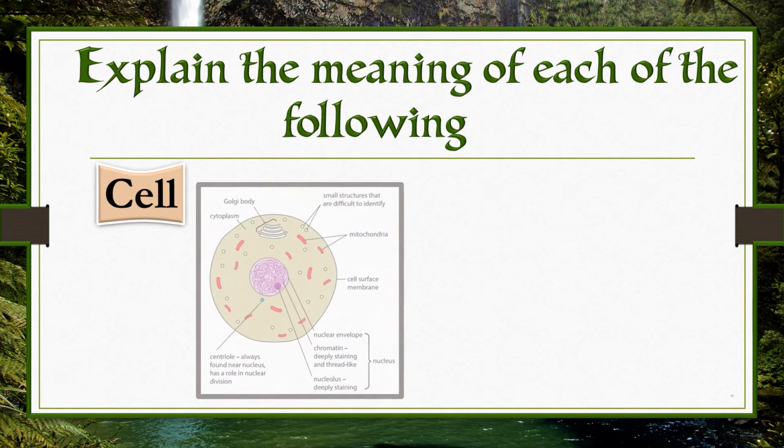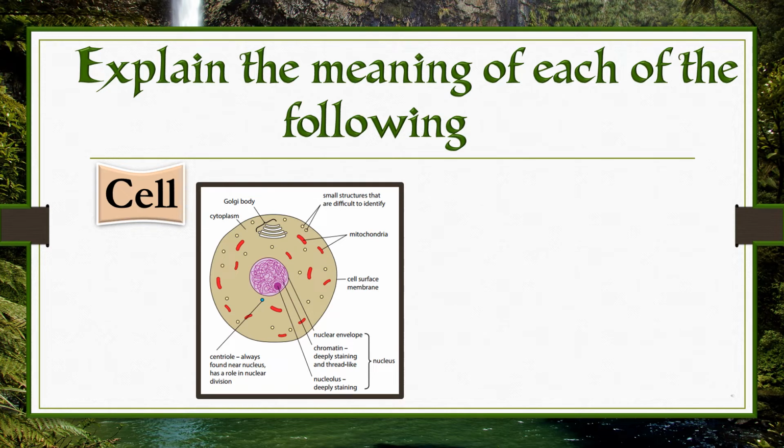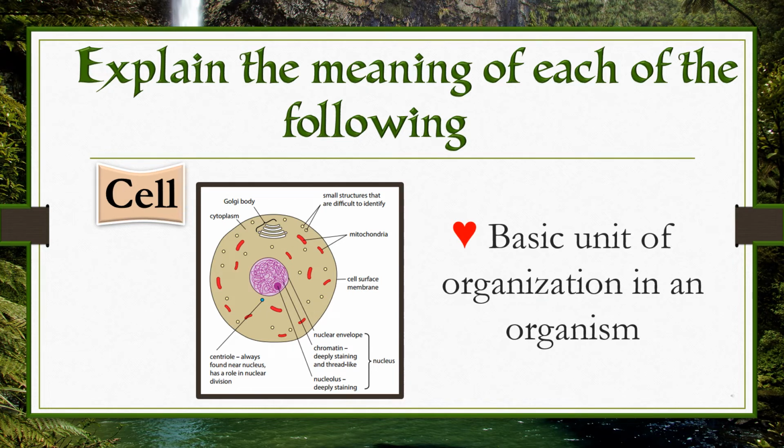Explain the meaning of each of the following. Cell. A cell is a basic unit of organization in an organism.